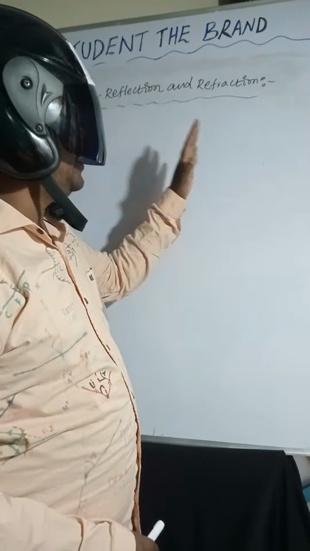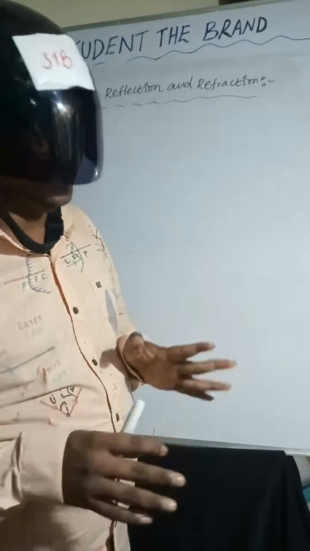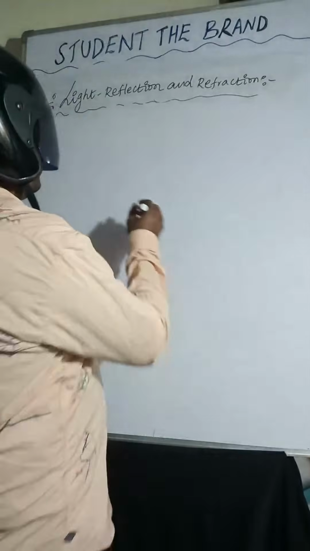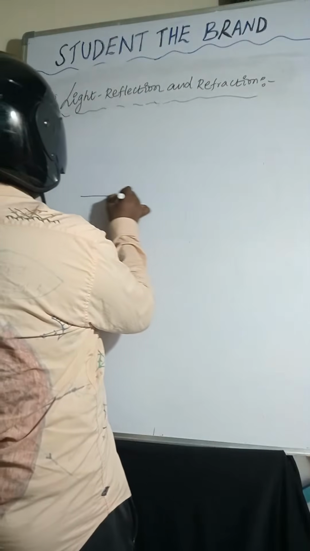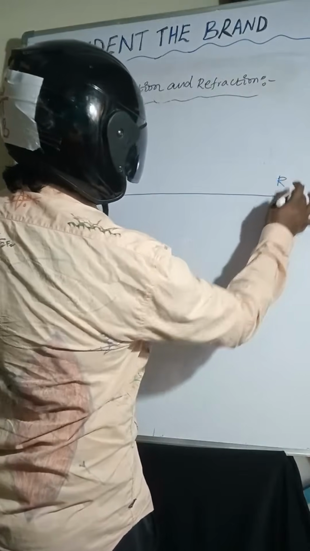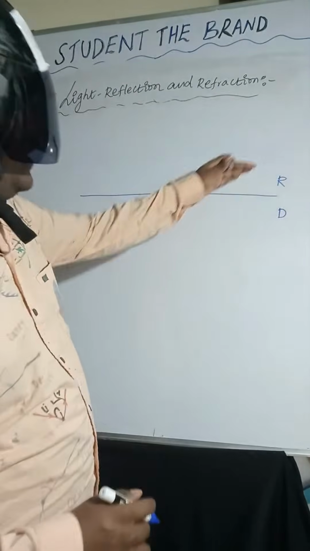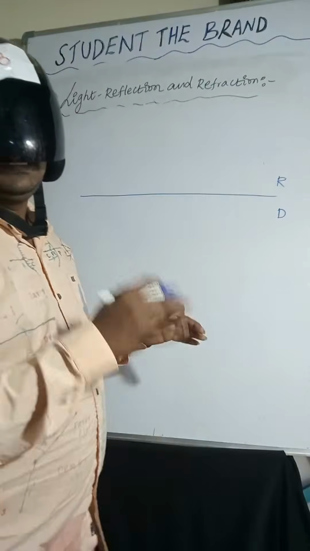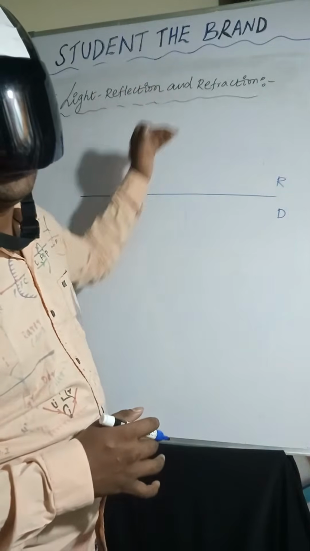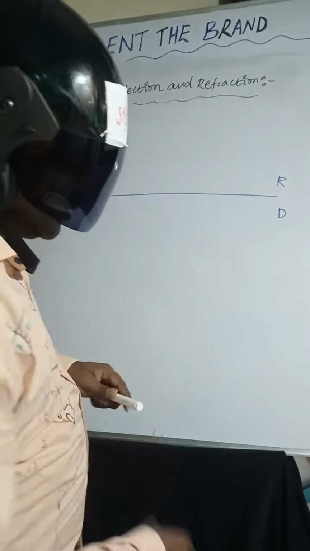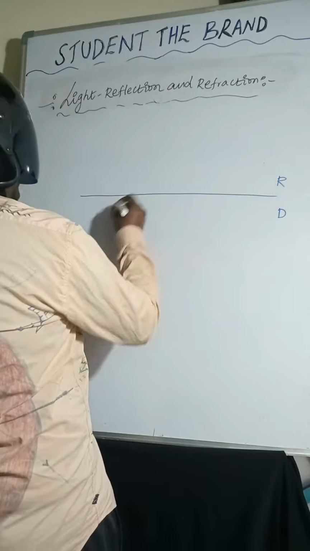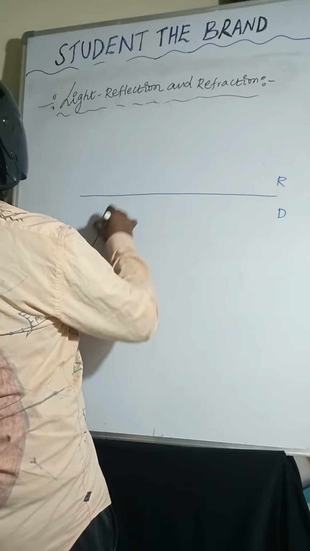Absolute refractive index and relative refractive index are completed. So now you can see here, the light ray is passing from a rarer medium to a denser medium, or from denser to rarer. What happens when the light ray moves from denser to rarer? It moves away from the normal line.